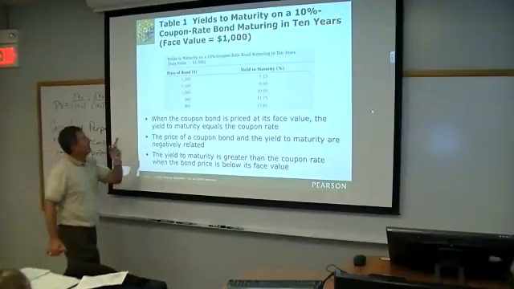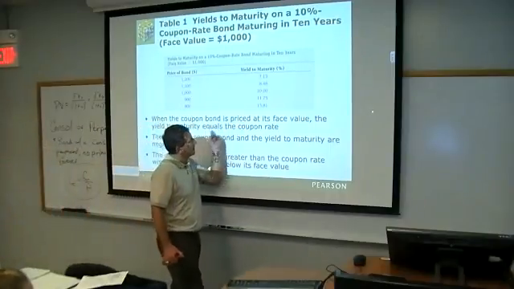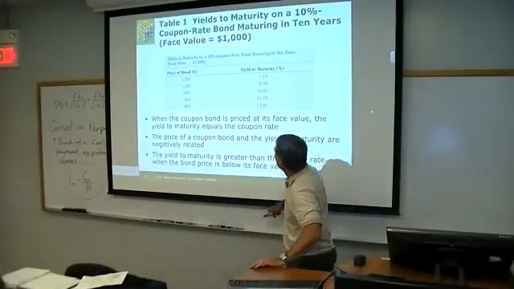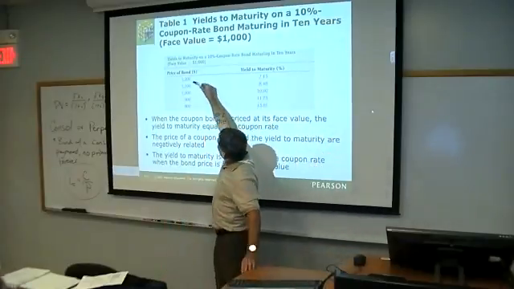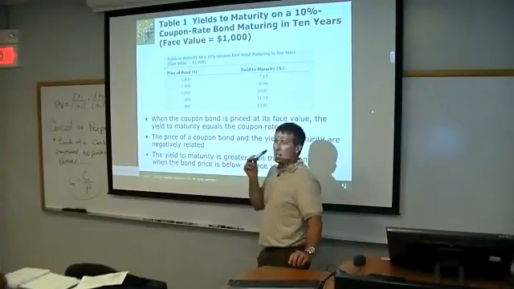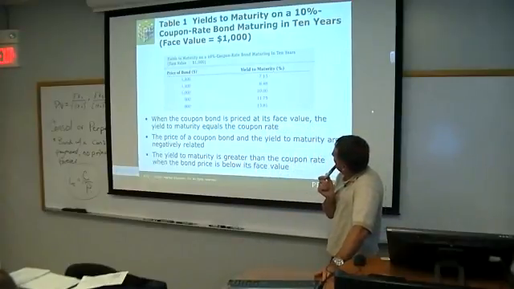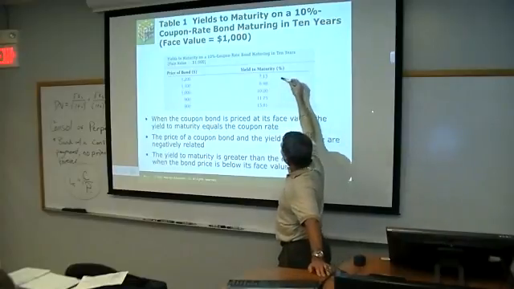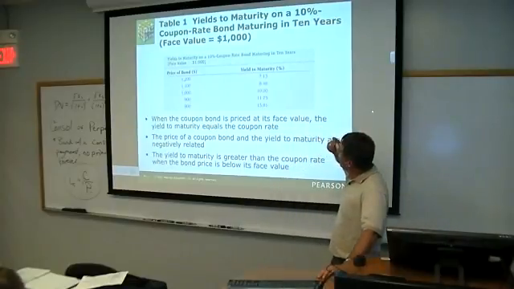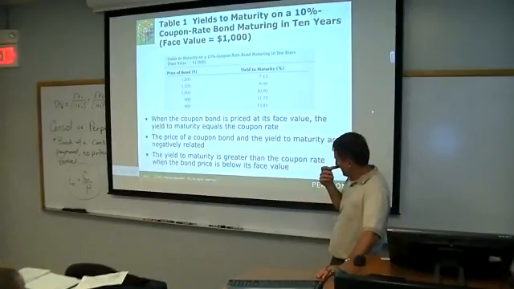So what's going on here? Why would we think about the bond having different interest rates, which is what our yield to maturity is? So we got the negative relationship.